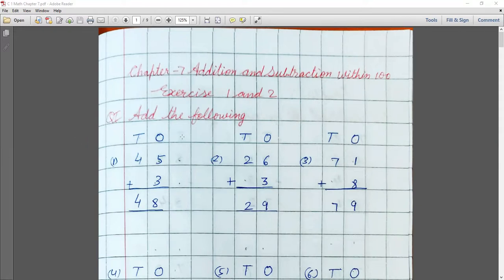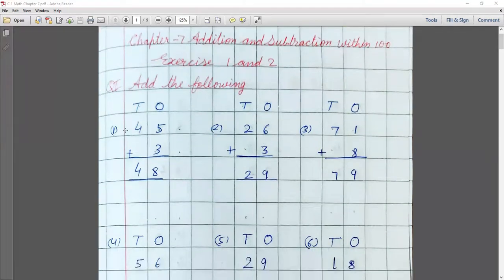Question number 1. Add the following. You should write like this. First of all, tens and ones. I told you what is the meaning of tens and ones. Okay. Like this, 4 and 5. Okay. The ones place digit is 5 and 3.